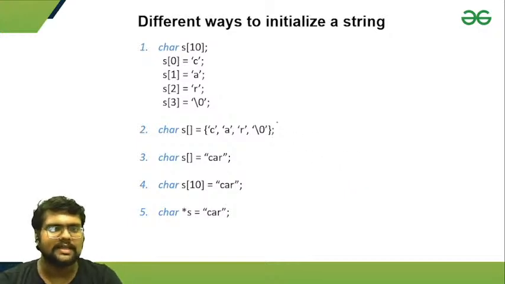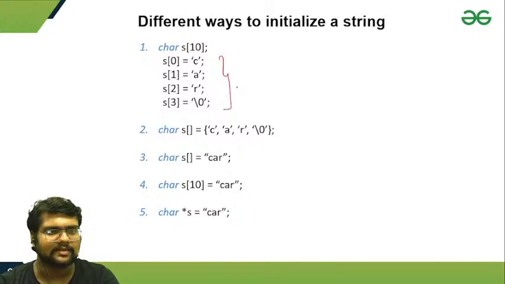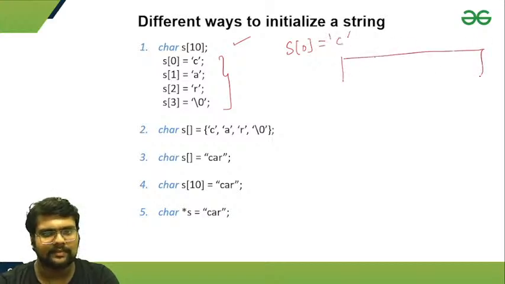So how can we initialize a string? A string can be initialized in these ways. Okay. So first of all, this is the first way to initialize a string. In the first we declare the string, and at each index we specify the character. Okay. So at s of 0 we are specifying c. Okay. Since it is an array, let me draw one array.